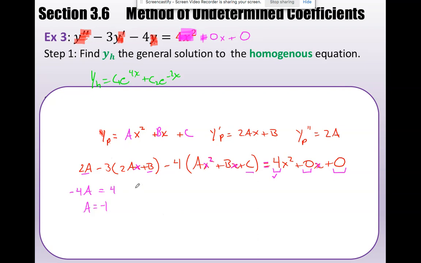Now, how about the x term? What do I have? Negative 6a, right? Negative 6a is in front of that x, and then I have negative 4b. Those are the coefficients in front of x to the first. What does that have to be equal to? Good. Now, I'm going to kind of use this situation, right? So I have negative 6 times negative 1, which is positive 6. Subtract 6.